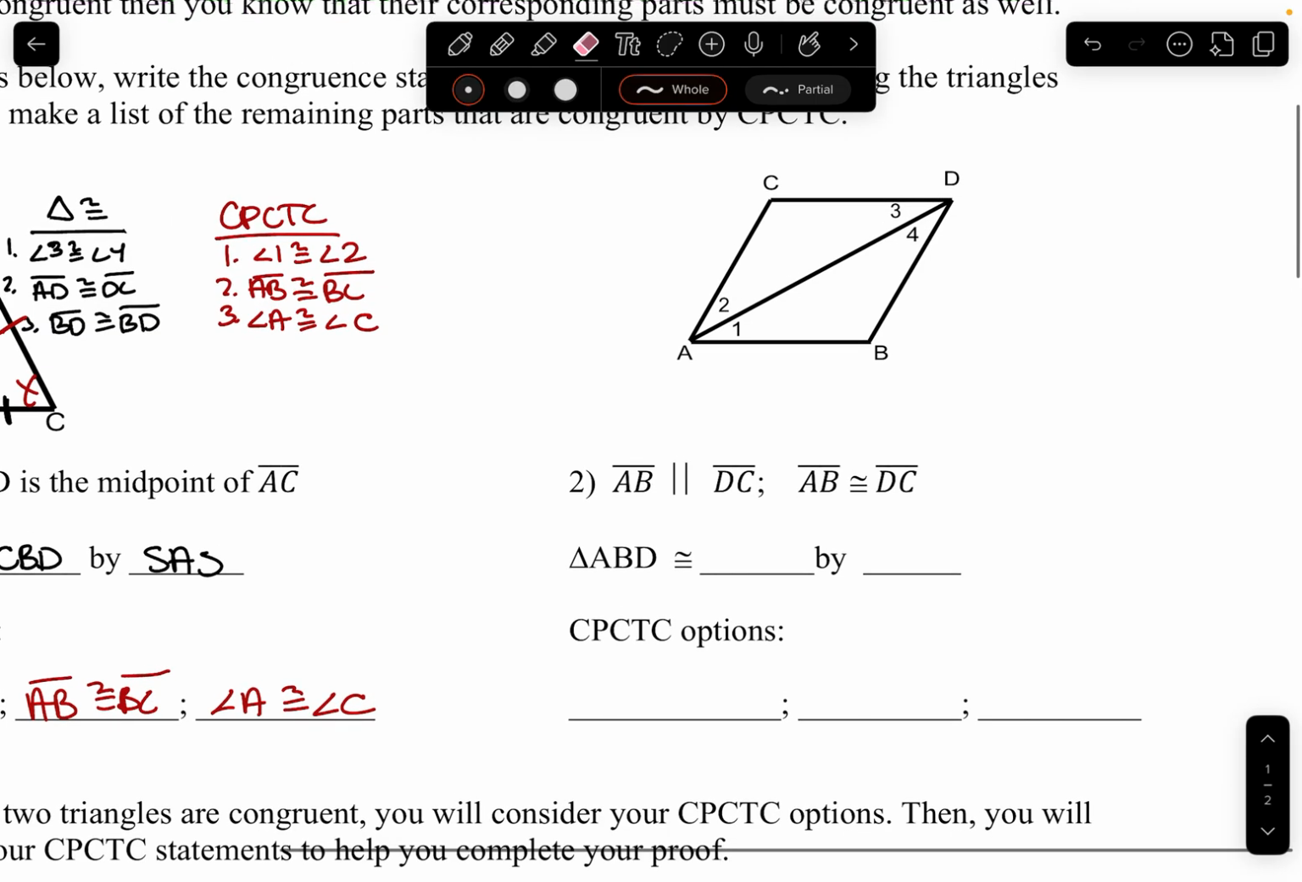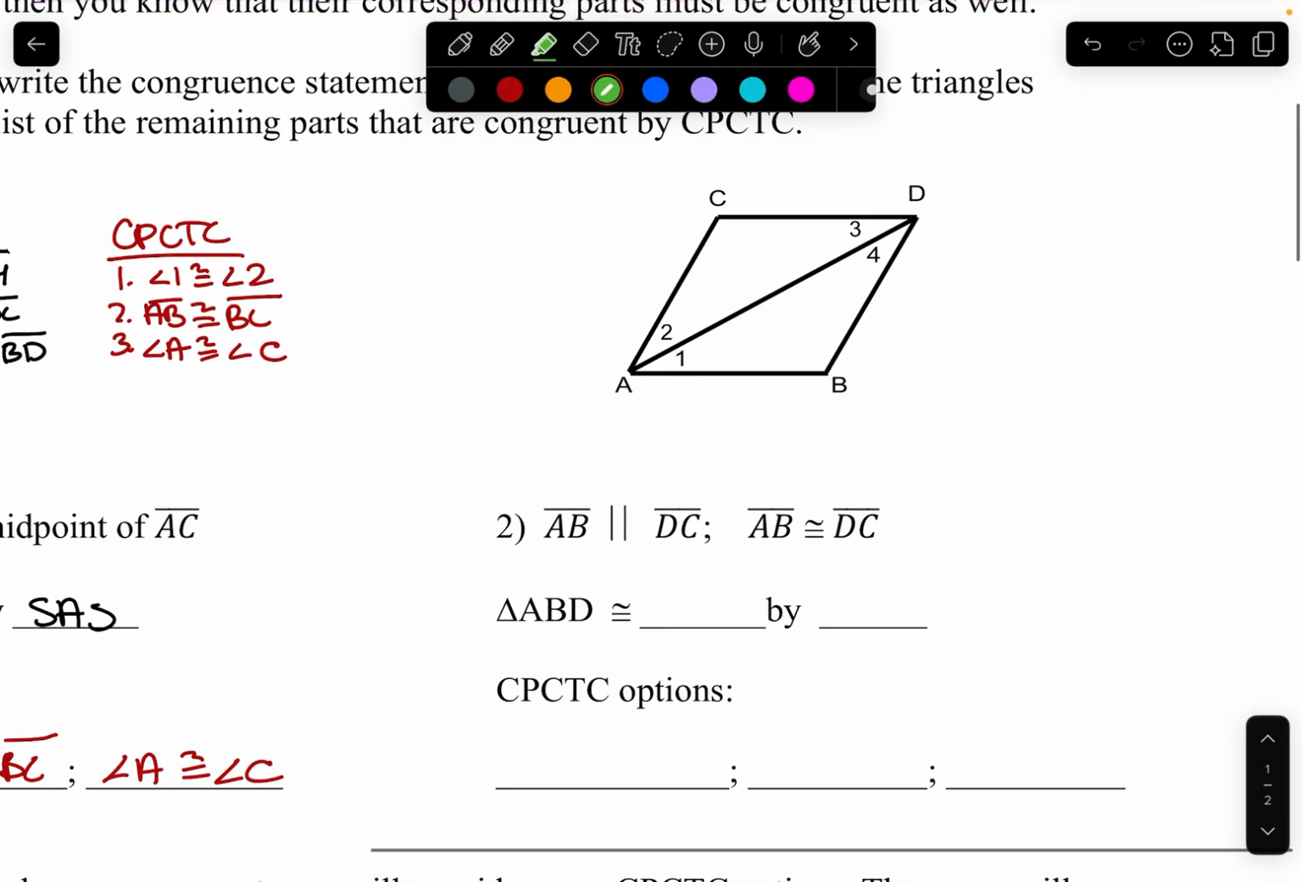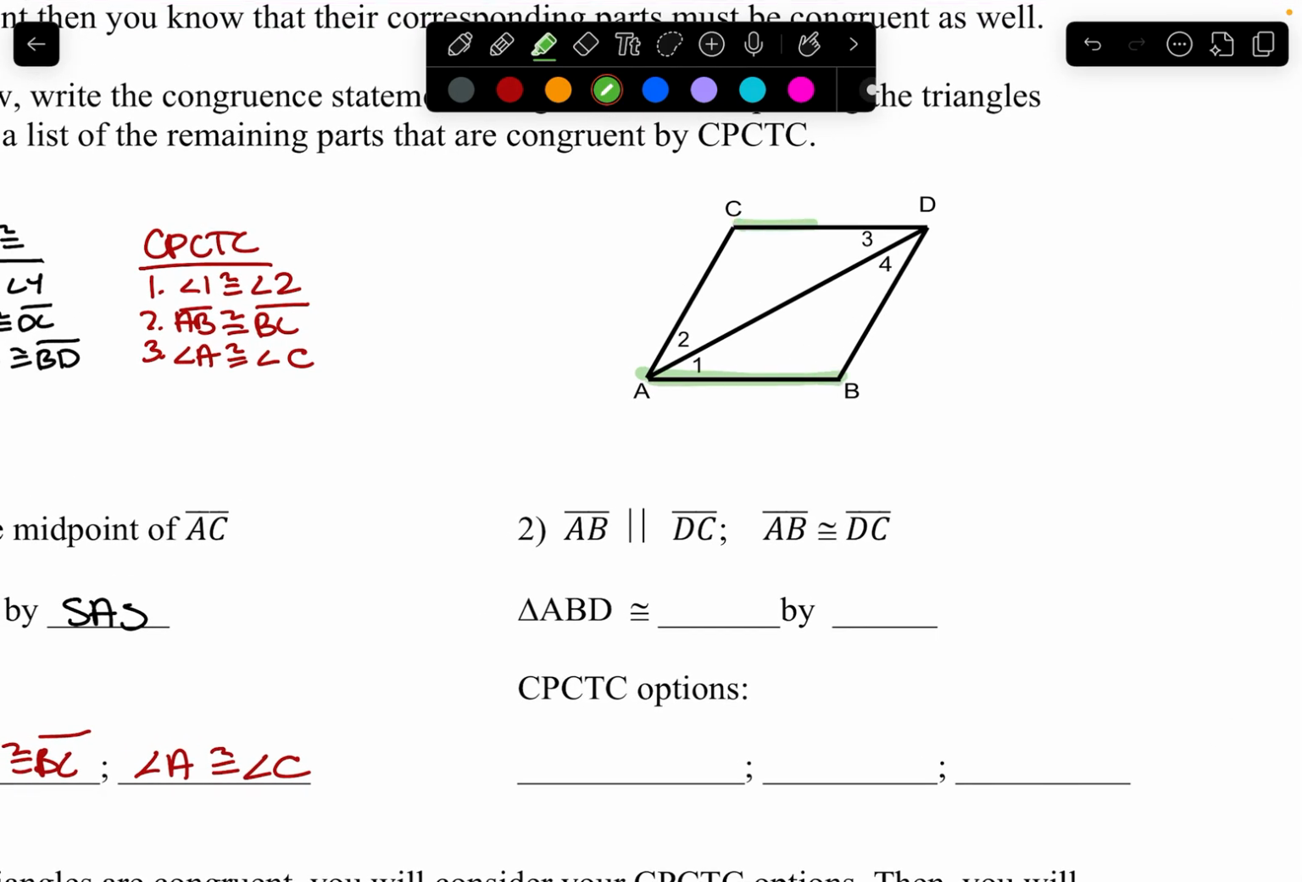Okay? So looking over here, we have another example. We have that AB is perpendicular to DC, and that's all we have. Okay, great. So now that I know that angle 1 is going to be congruent to angle 3, because that's what happens when you have parallel lines. You have angle pairs.